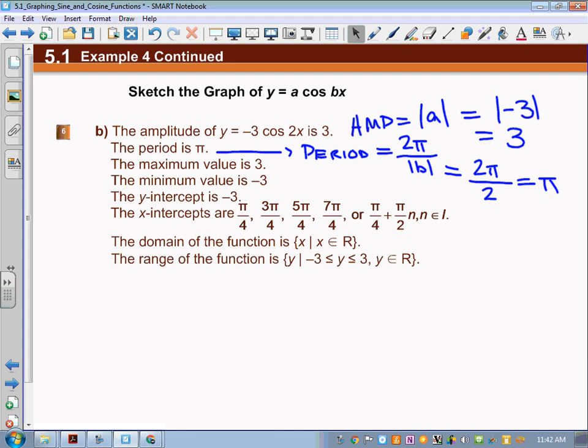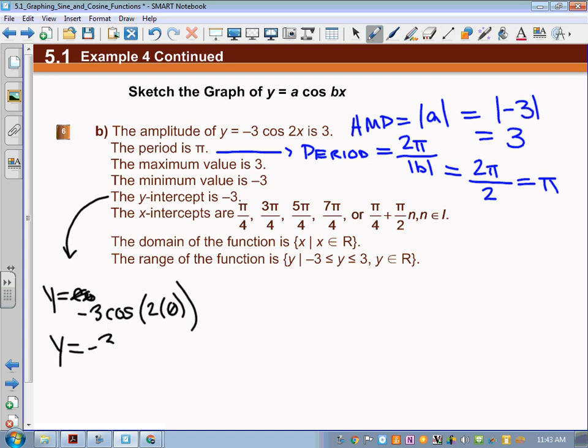The y-intercept is in that first quadrant, when x is equal to 0. I think it is important that if you're ever asked to calculate the y-intercept, it is usually as simple as putting 0 in for x. And if I do that, I get that y is equal to -3 times the cos of 2 times 0, or y equals -3 times the cos of 0. The cos of 0 is +1, so I get that y is equal to -3 times 1. That should be a +1, sorry about that. So I get that y is equal to -3. And that is our y-intercept.